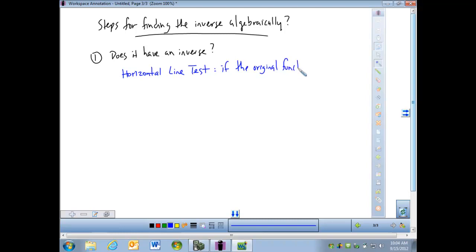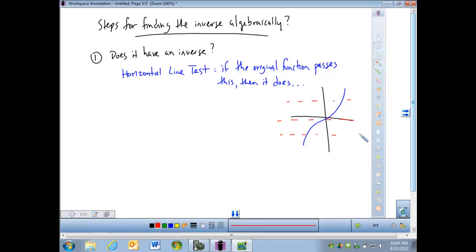The horizontal line test says that if I draw a horizontal line anywhere across my original function, and it touches that function in more than one spot, then it does not have an inverse. If I can draw horizontal lines anywhere on there and it does not cross at any more than one spot, so only touches the function at one spot, let's say, then it does have an inverse.